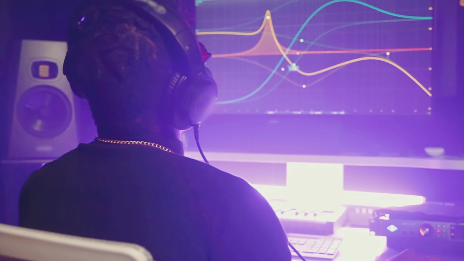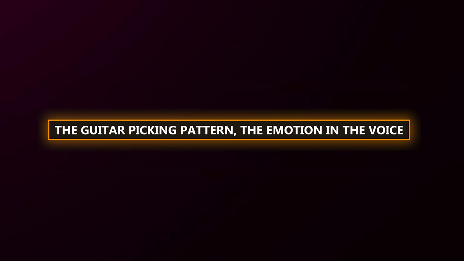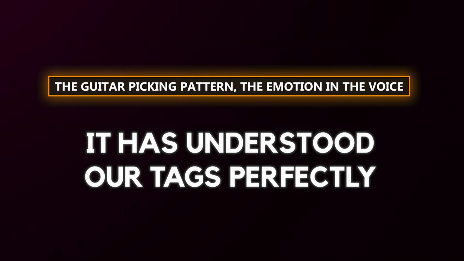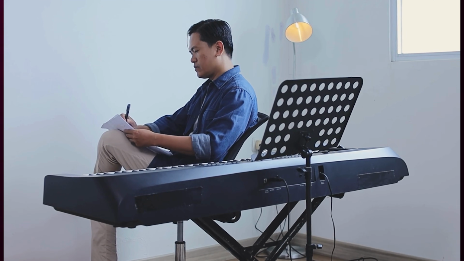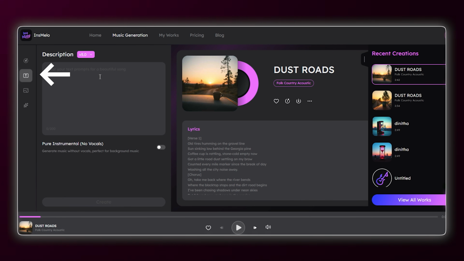Okay, that sounds great. We have a little instrumental intro setting the vibe before jumping into the lyrics. The guitar picking pattern, the emotion in the voice, it has understood our tags perfectly. Now let's switch gears. Let's say you aren't a songwriter. Let's say you're a YouTuber or a streamer, and you just need an intro track or background music that sets a vibe. For this, we go to the sidebar and click Text to Song.